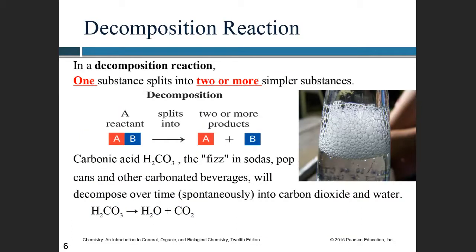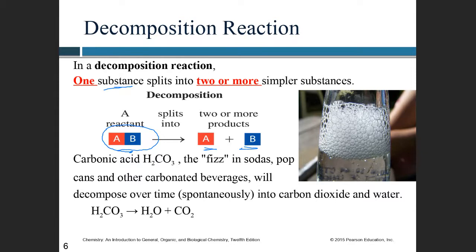The second type of chemical reaction is the decomposition reaction. In a decomposition reaction, one substance splits or decomposes into two or more simpler substances. So if I have, on this side, the reactant AB, we will see that this reactant will split into A and B. So these are the products. They are decomposed. It splits and becomes smaller.